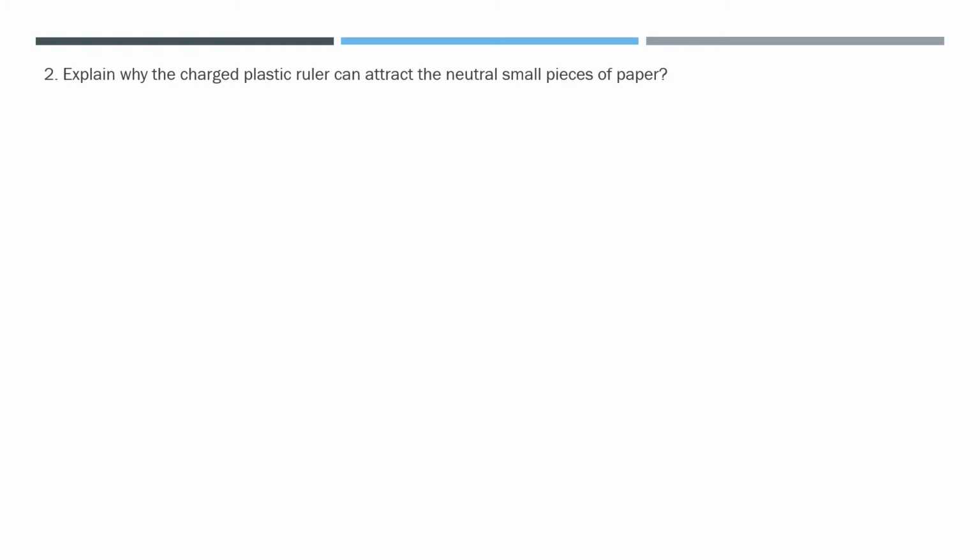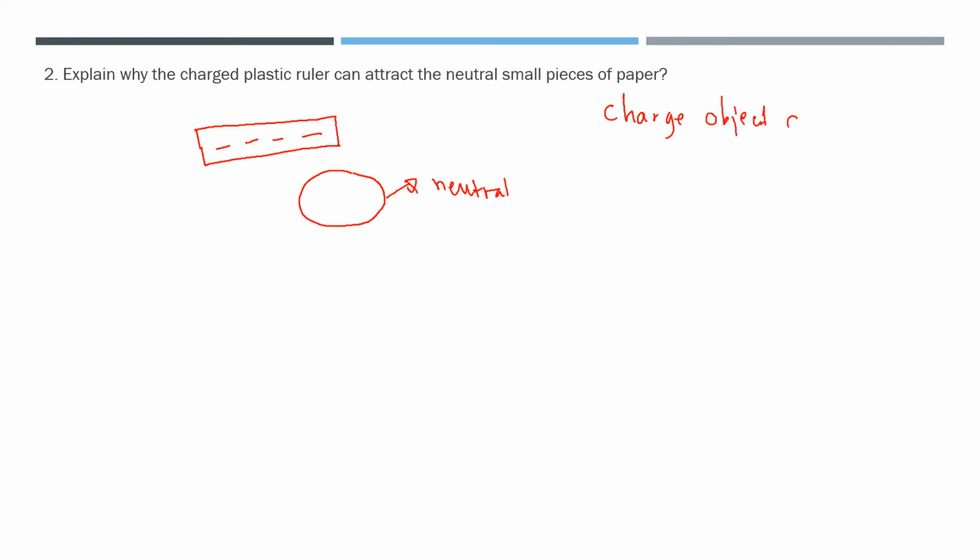So we are going to explain why the negatively charged plastic ruler can attract the neutral piece of paper. You have to remember that the charge of the plastic is negative, but the paper, I zoom in on the paper, which must be very small, right, should be neutral. If you have already seen my videos before, I've already told you that a charged object can attract a neutral object.